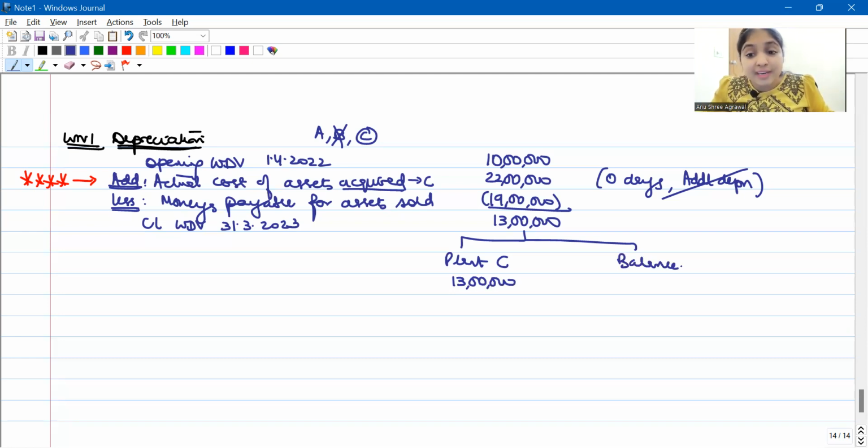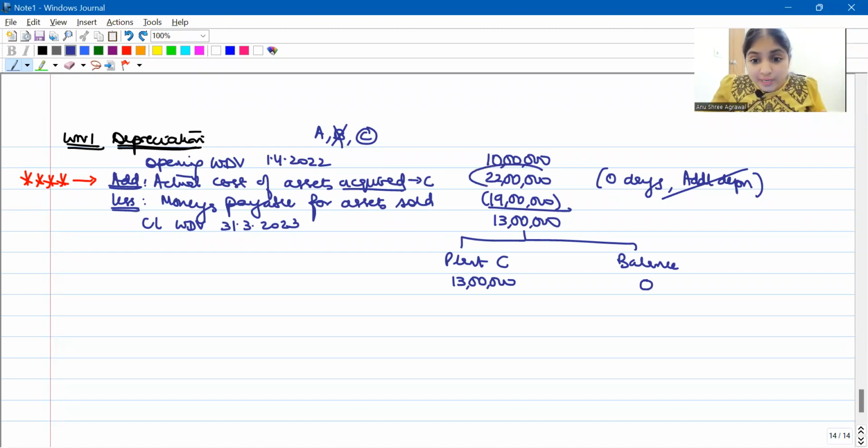Balance, do I have any WDV left? No. You might ask me then, ma'am, what about plant A? Plant A is still a part of the block, but then I am not left with any WDV. You might also ask me, ma'am, why shouldn't we do a proportionate splitting? No, you don't do proportionate splitting. You always apportion it towards a new asset first, only then balance.